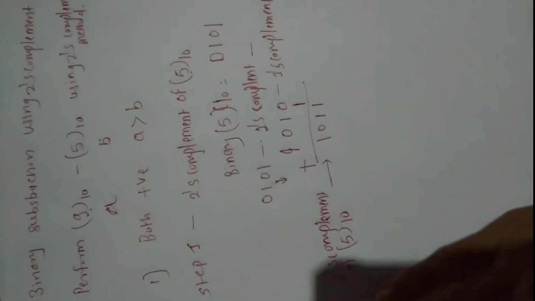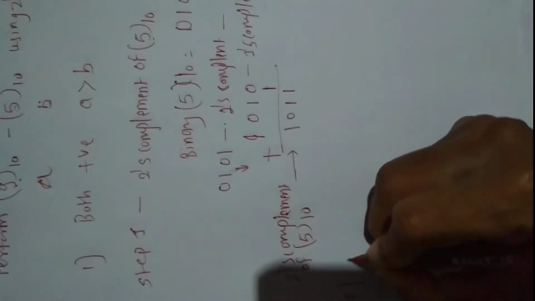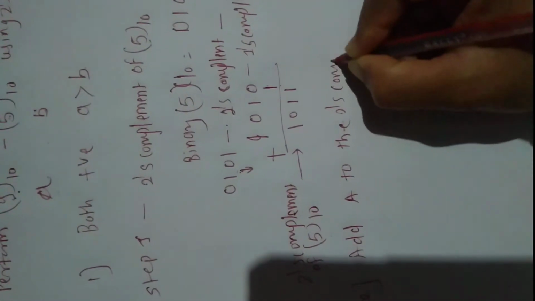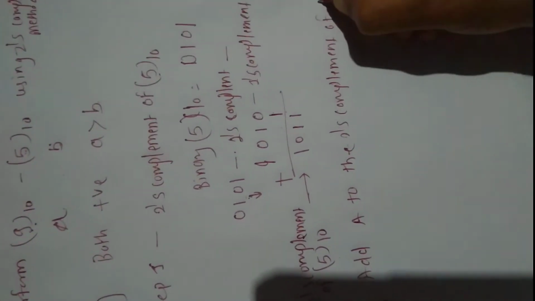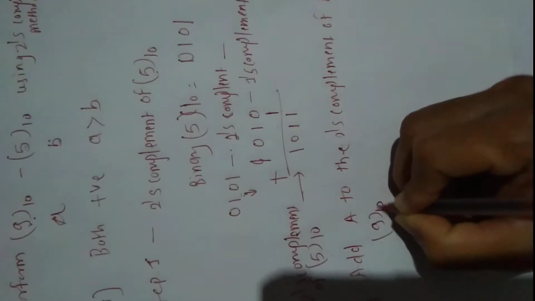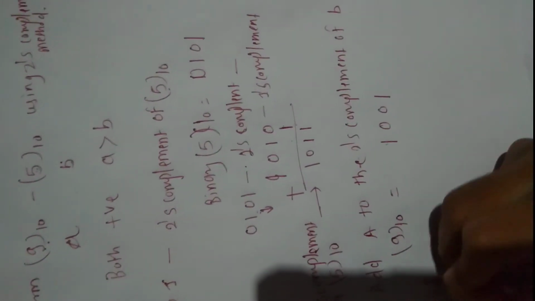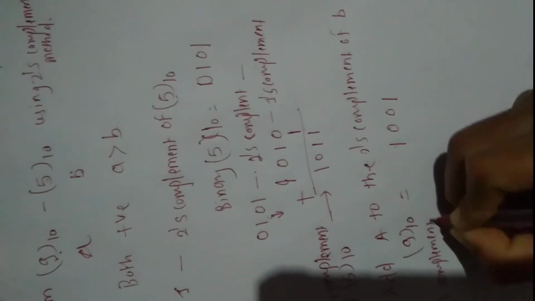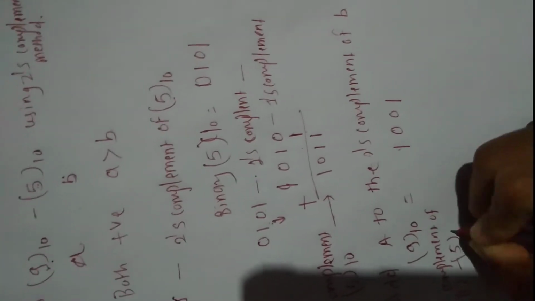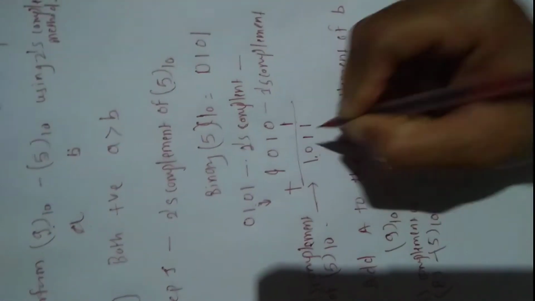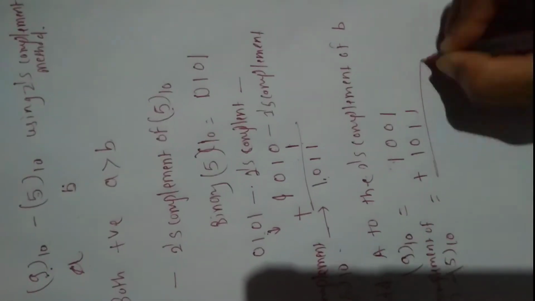Then the second step: add A to the 2's complement of B. 9 is the A number, and its binary is 1001. The 2's complement of B, that is of 5, is 1011. Add A to this 2's complement of B, that is the step. This is the 2's complement of number 5.